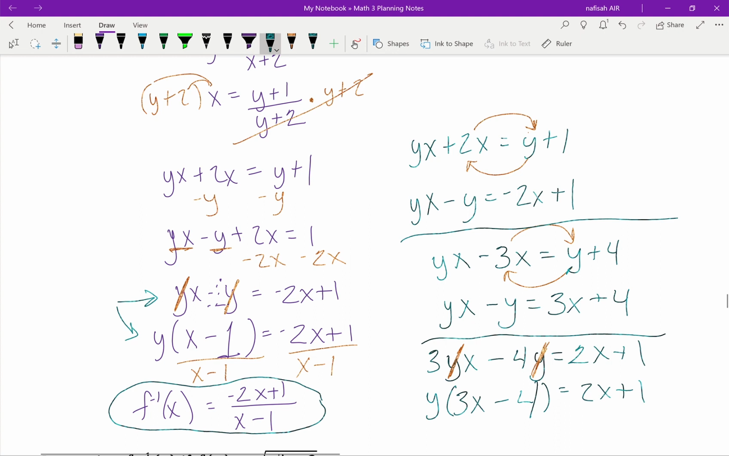Usually that last step of dividing by the parentheses does not confuse people. But if it did confuse you, you'll just divide both sides by 3x minus 4, and you'd have the inverse equaling 2x plus 1 over 3x minus 4.